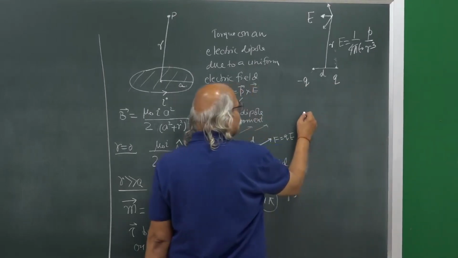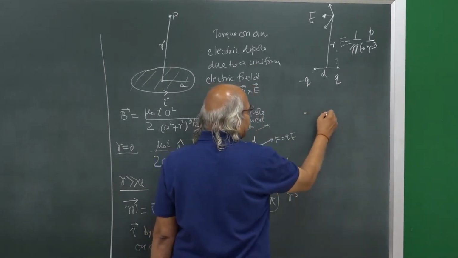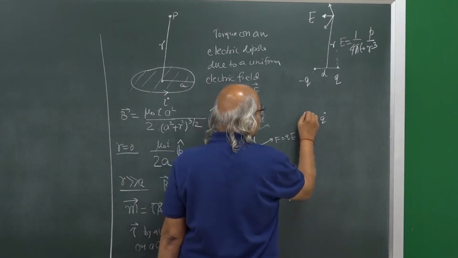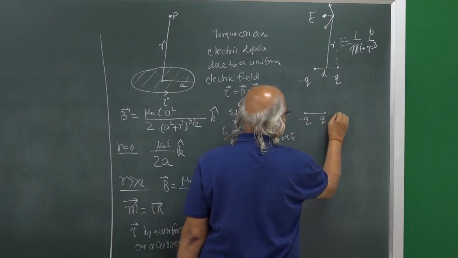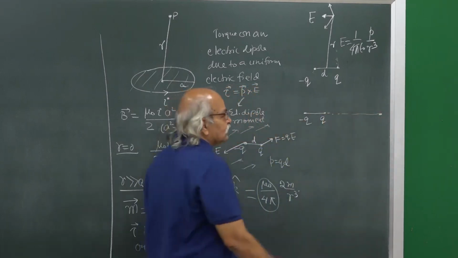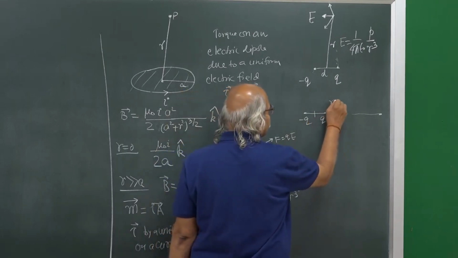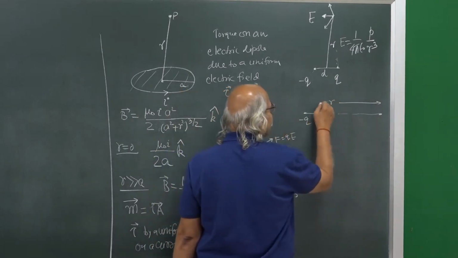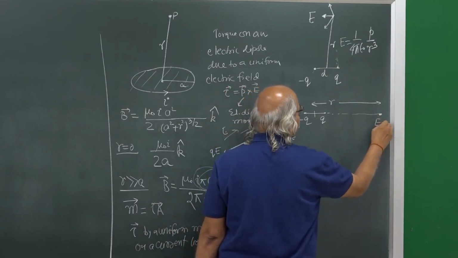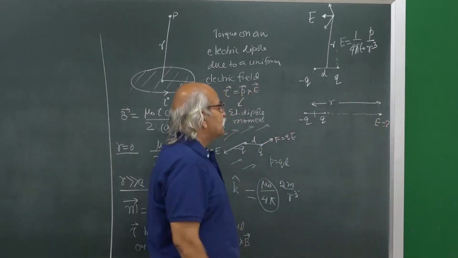And if you take the point here, on this axis, known as the end-on position, this distance is r, this distance is r, and at this point you ask what is the electric field. So, here also it is simple.